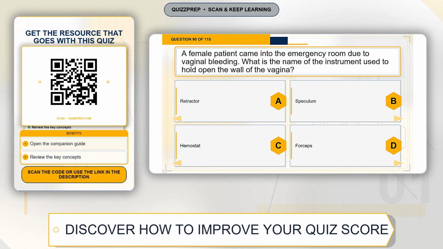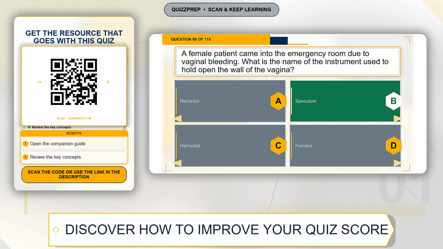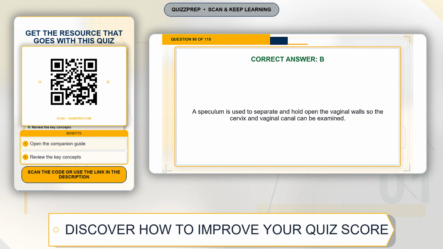Question 90. A female patient came into the emergency room due to vaginal bleeding. What is the name of the instrument used to hold open the wall of the vagina? Option A, retractor. Option B, speculum. Option C, hemostat. Option D, forceps. The correct answer is option B, speculum. Explanation. A speculum is used to separate and hold open the vaginal walls so the cervix and vaginal canal can be examined.